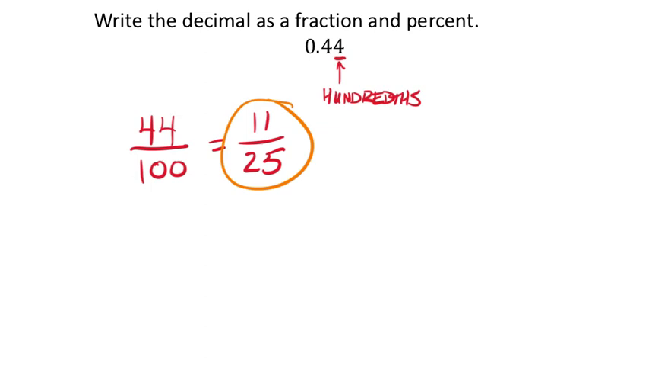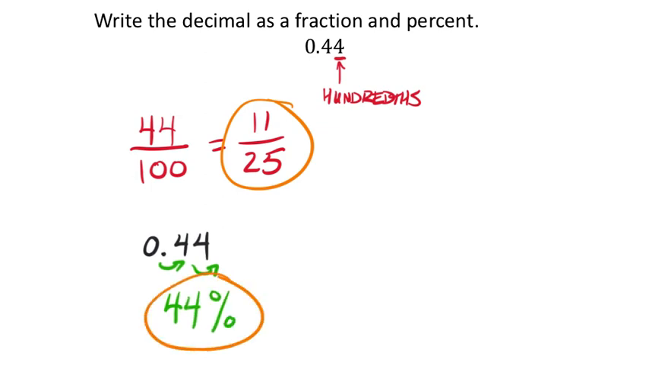Now, if I were to change this into a percent, then what I would do is take the original value, 0.44 or 44 hundredths, and again, you just move the decimal 2 times to the right, which would make that 44%. And now we have both the fraction and the percent.